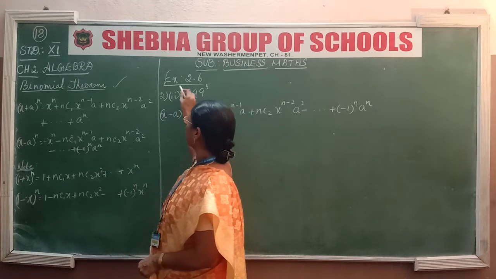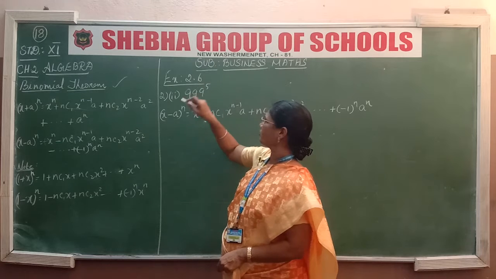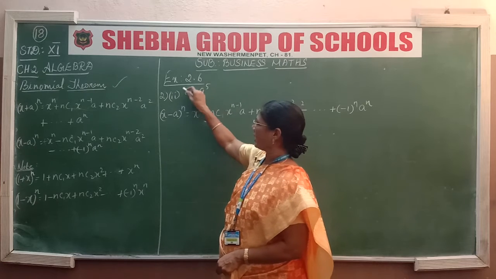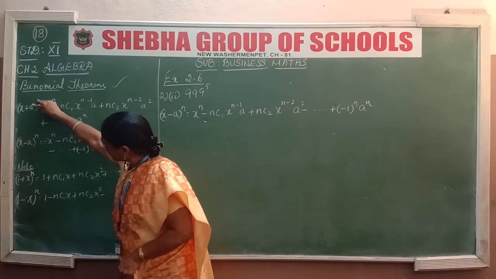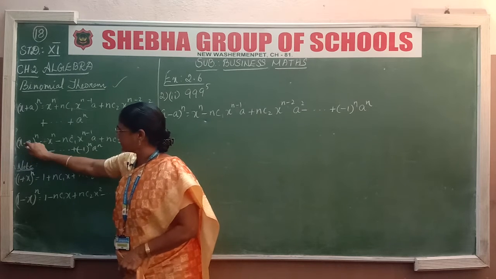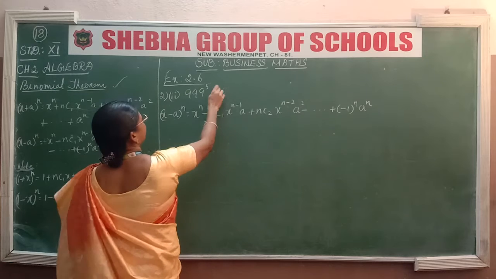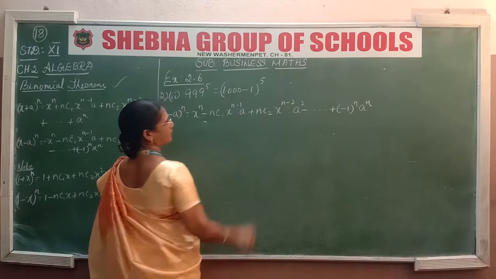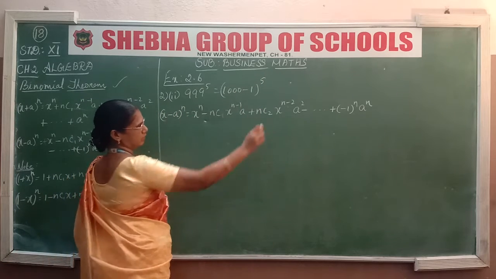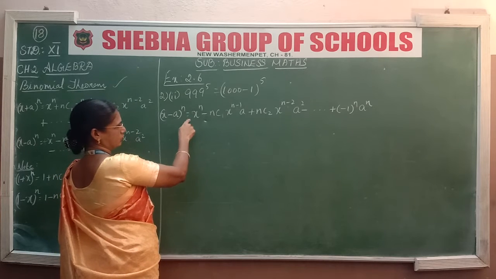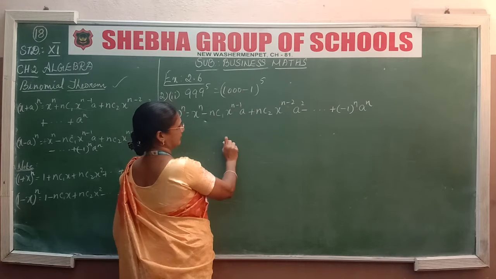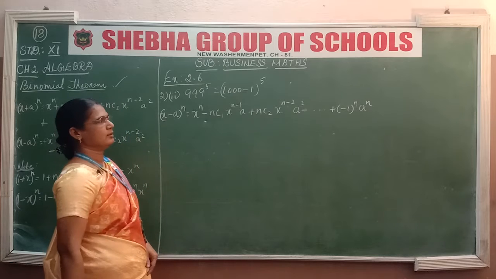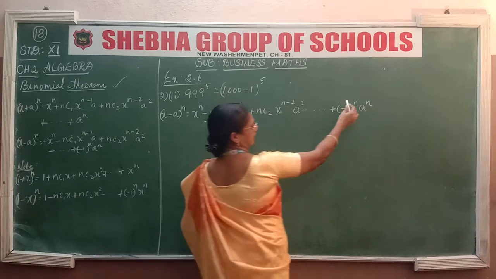Let us continue the same exercise. 2.6, second sum, second subdivision, 999 power 5. We have to rewrite this in the form of either (x plus a) whole power n or (x minus a) whole power n. So we write this as (1000 minus 1) whole power 5, which is of the (x minus a) whole power n type. First write the formula: (x minus a) whole power n equals x power n minus nC1 x power n minus 1 a plus nC2 x power n minus 2 a square minus etc. plus minus 1 power n a power n.